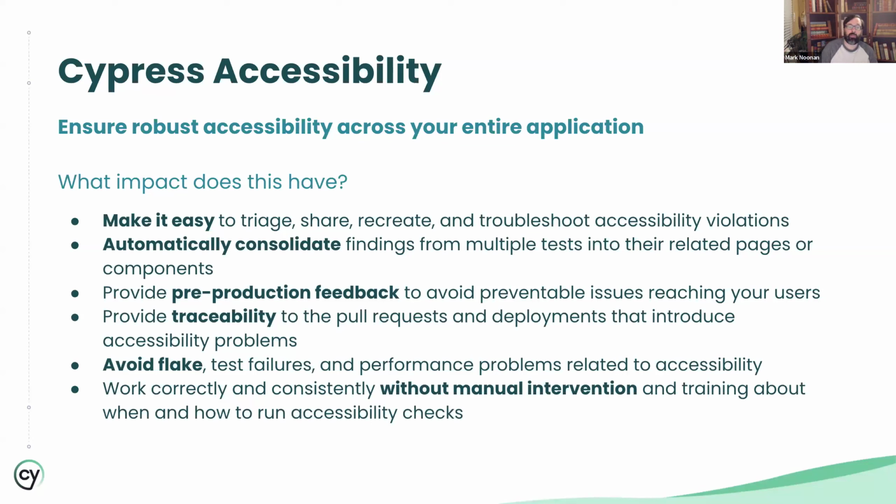The other great thing is this avoids flake and test failures and performance delays that are introduced by other ways of doing accessibility testing as a part of your automated suite. Everything else runs during the execution of your tests, but the Cypress system is completely passive. We actually want your tests to all be green, all fully complete, because that gives us the most data to perform accessibility checks. And then finally, people like the aspect of this where there's no manual intervention, so you do not have to train people on exactly when and how to run an accessibility check.